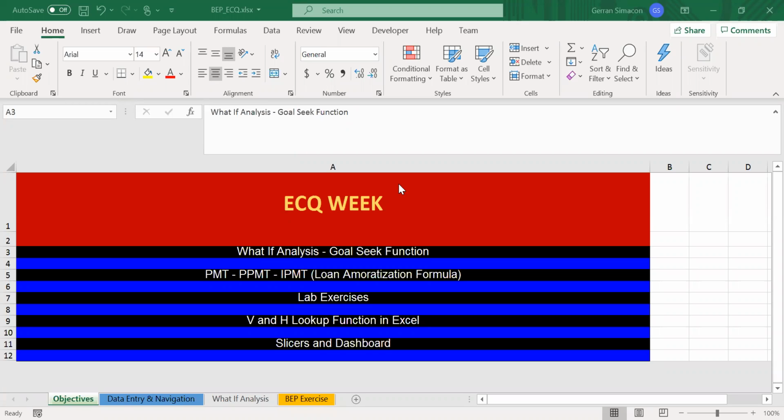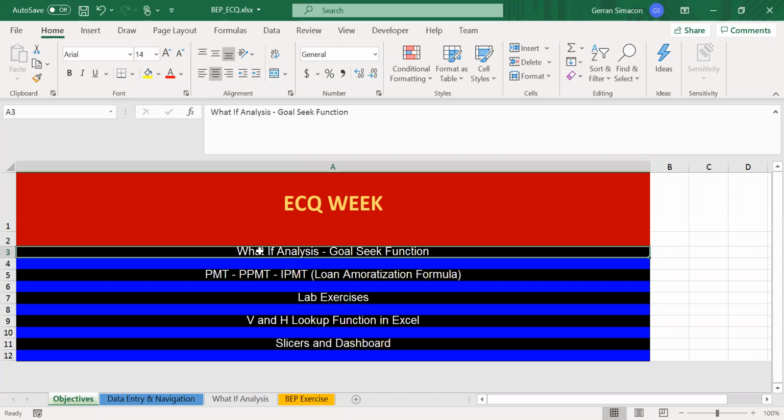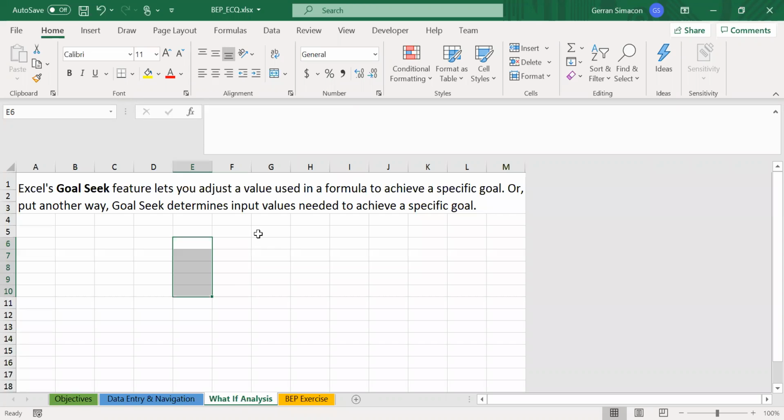Well, today we are going to discuss what-if analysis, the Goal Seek function or feature in Excel. What-if analysis, in Excel's Goal Seek feature, lets you adjust a value used in a formula to achieve a specific goal. Or let's put it another way, Goal Seek determines the input values needed to achieve a specific goal. So let's have an example about the break-even point.